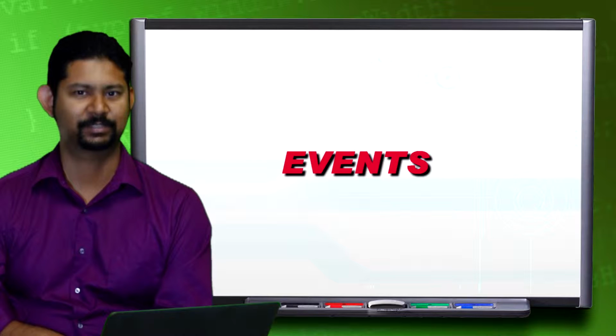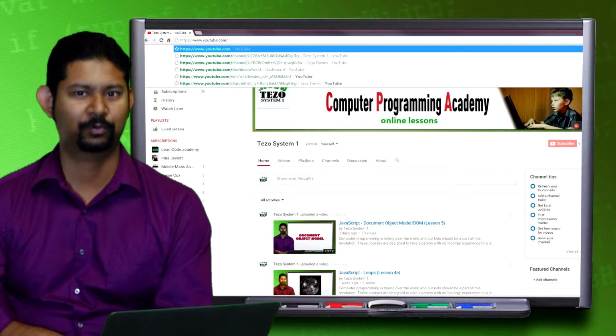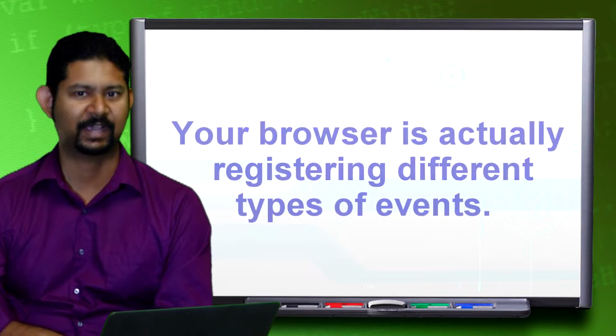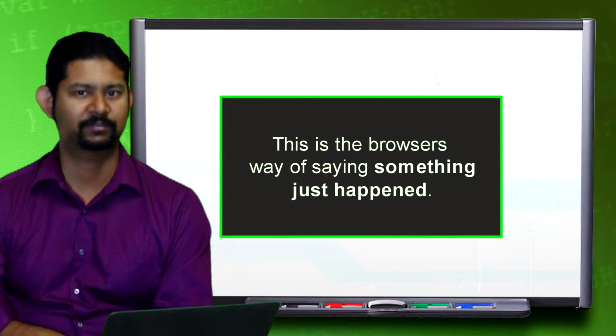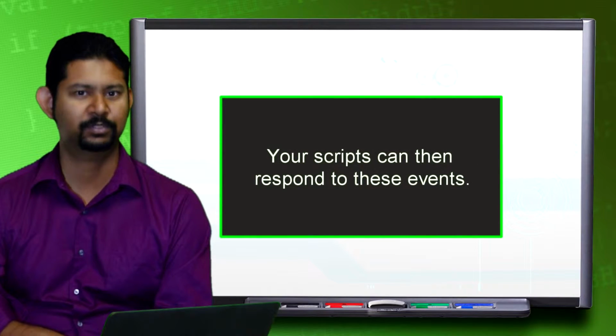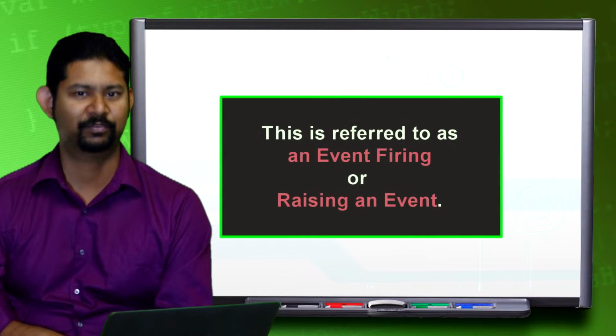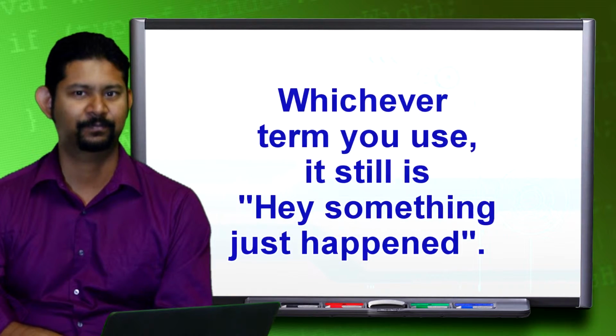Welcome to Lesson 6. Today we'll discuss events. As you browse the web and interact with websites, your browser is actually registering different types of events. This is the browser's way of saying something just happened. Your scripts can then respond to these events. This is referred to as an event firing or raising an event. Whichever term you use, it is still, hey, something just happened.